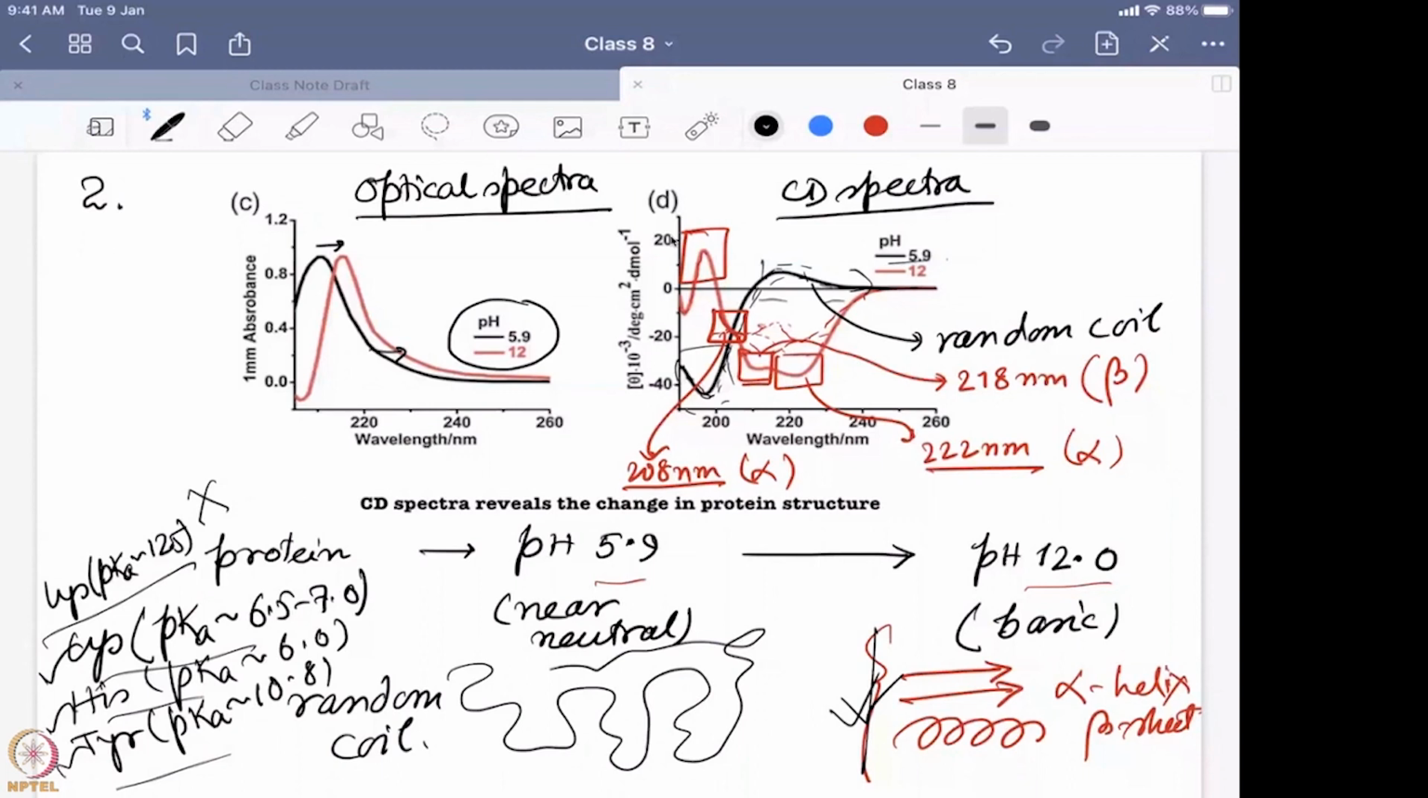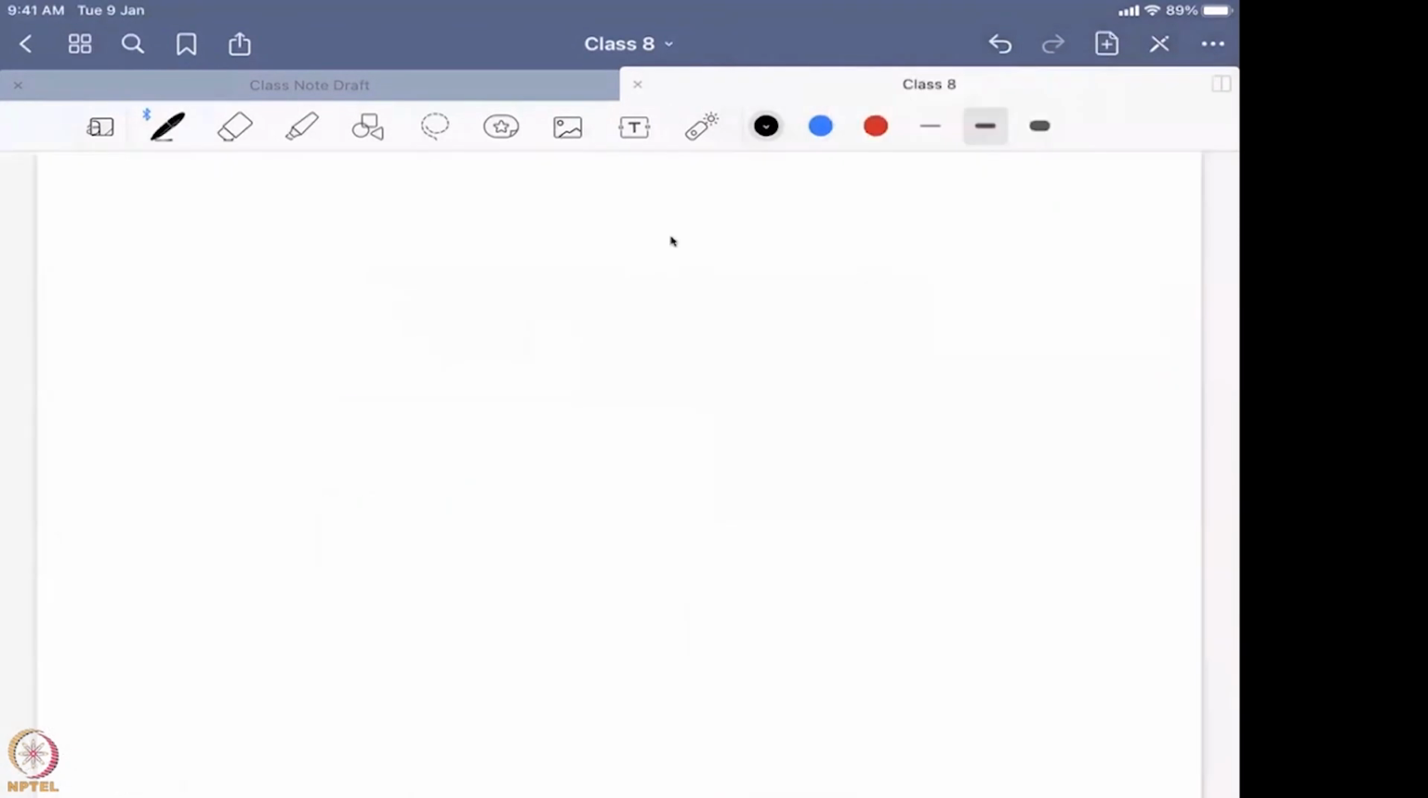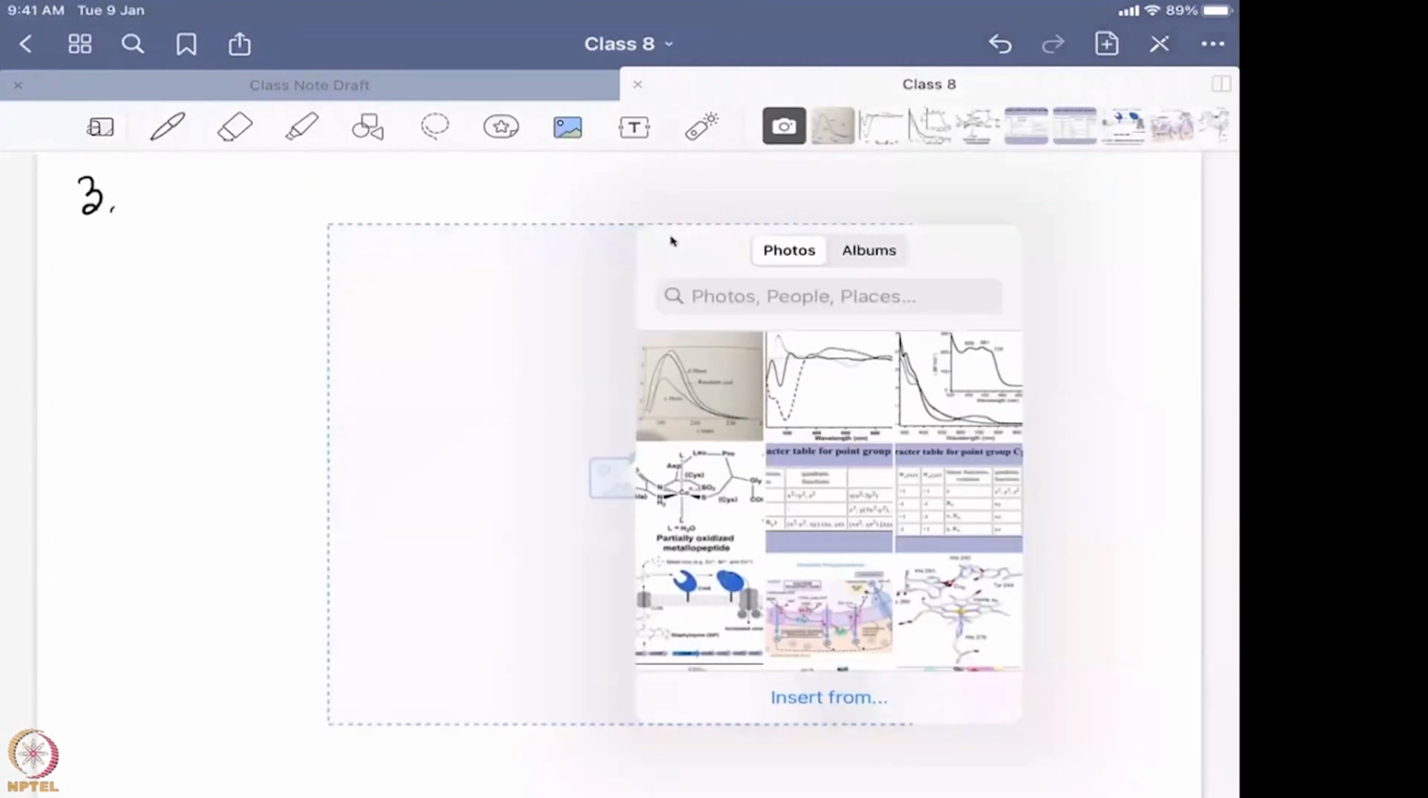So that is how you can use CD spectroscopy to find out what changes are happening in the overall structure of the protein and how the change in structure is connected to different parameters like pH, like temperature. All those things can come into play over here. So that is one of the examples I would like to show you. Then comes the other example. Let me find the figure first.